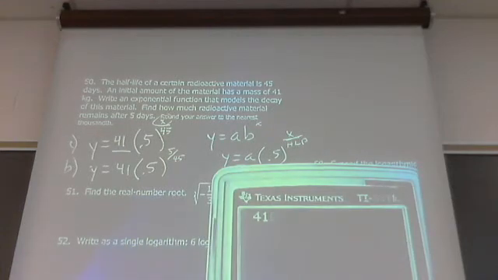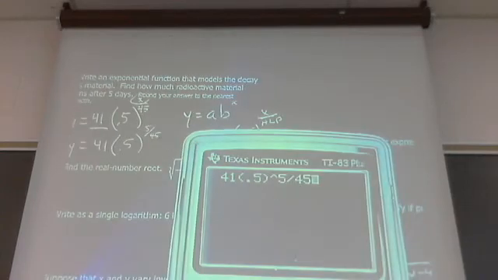Okay? And we have 41 times 0.5. What's wrong with what I'm typing right now? No parentheses around the exponent. You better put parentheses around your exponent. The good news for you is I think your calculator automatically puts them in. It doesn't? Oh, okay. Then you better do that yourself.